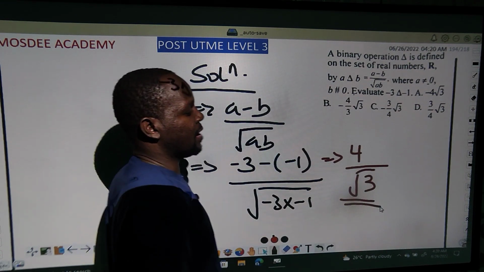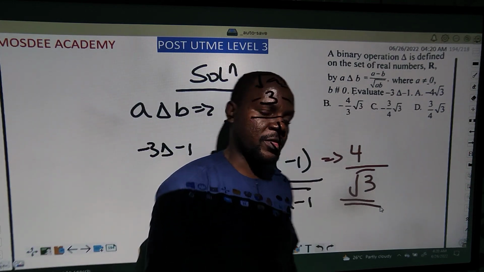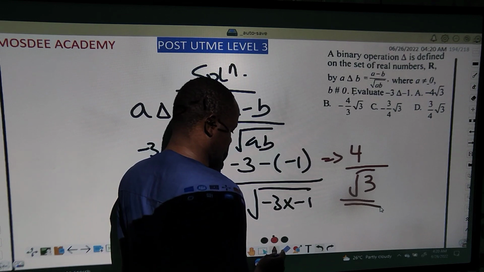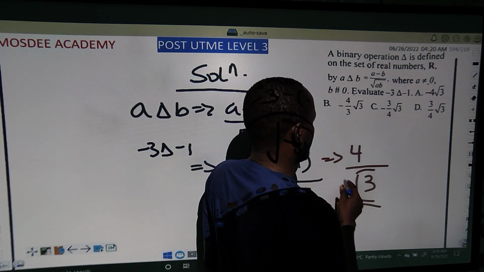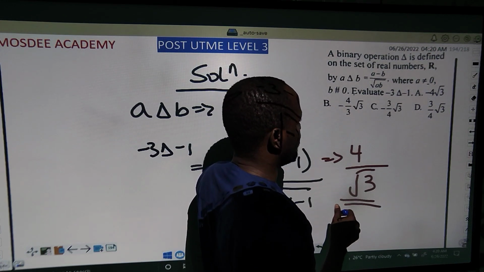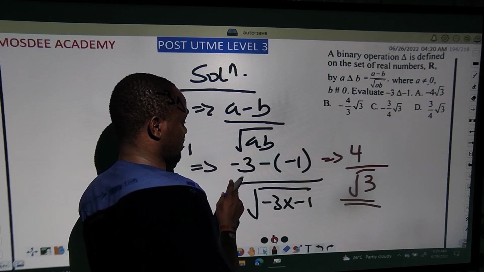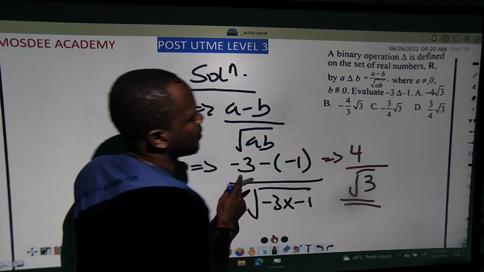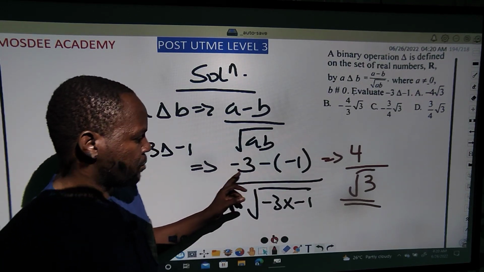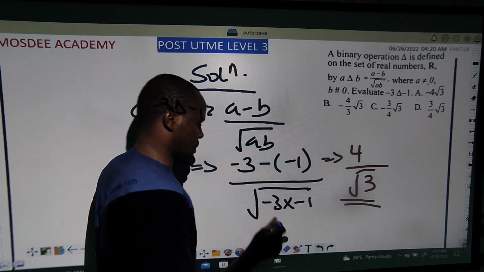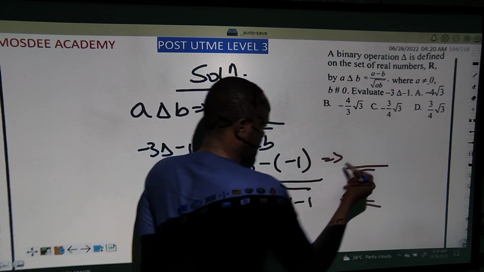So you can see the examiner rationalized the answer, because if you don't know how to rationalize, you will think the answer is not there. So you need to be careful. If you rationalize, you are going to have 4 root 3 over 3, and that will be the right answer, because we don't have minus in our answer. So when we rationalize, oh, look at my mistake. Minus 3 minus minus 1 is minus 3 plus 1. That is minus 2. So apologies, guys. Minus 2.